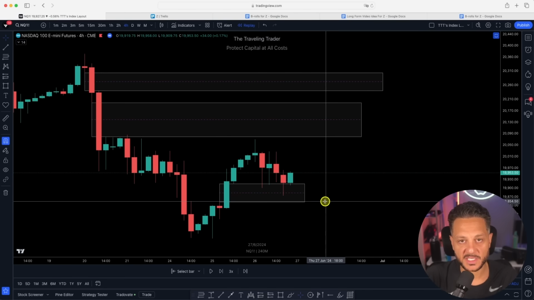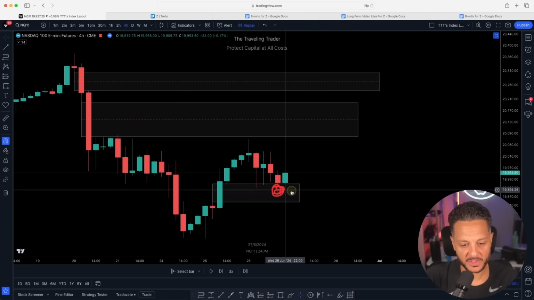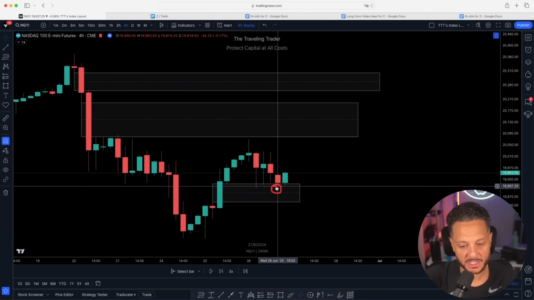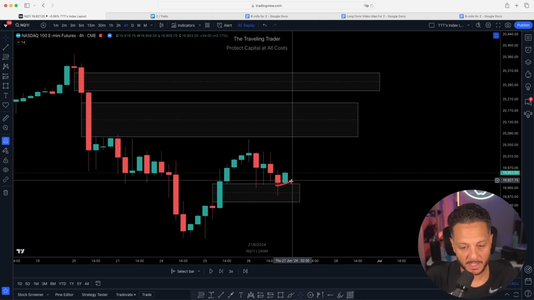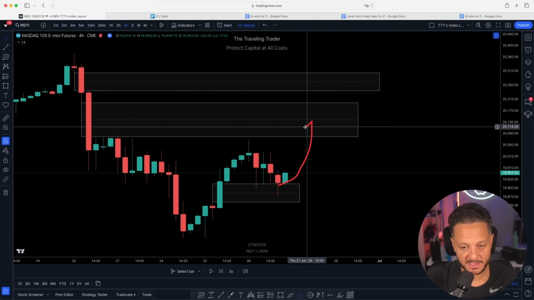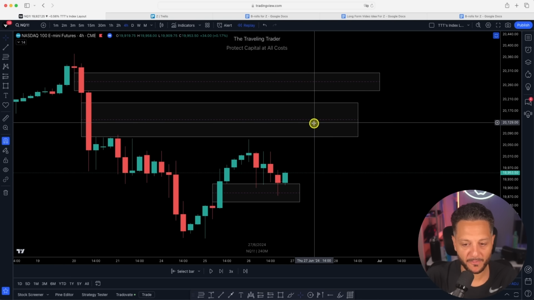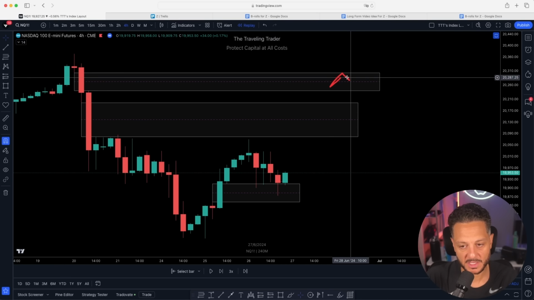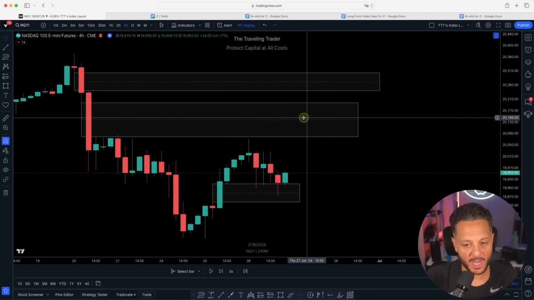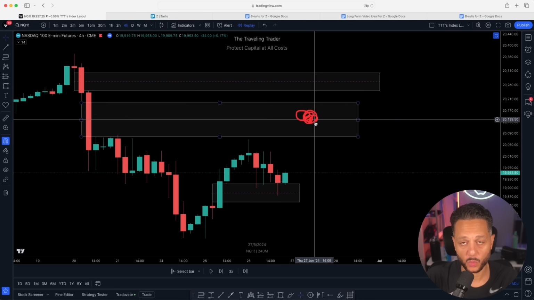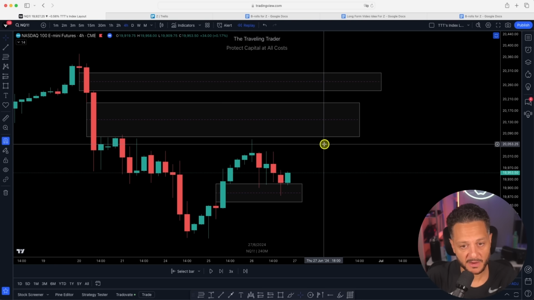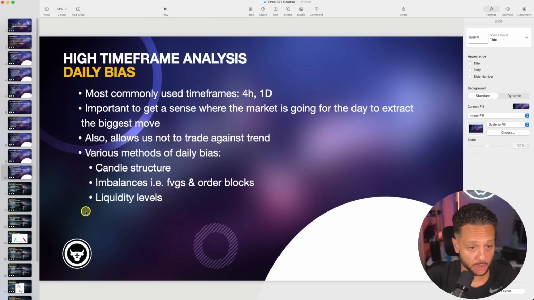This is especially true after bouncing off of this 4 hour fair value gap, right? Once you see this, you have to then be looking on the lower time frame. You have to be looking for trades to at least take you here. There is no foretelling that we are going to come to this fair value gap, right? But you have to look for trades to at least get to here. And then once you get to here, you might then reconfigure and try to establish a new daily bias or high time frame analysis.